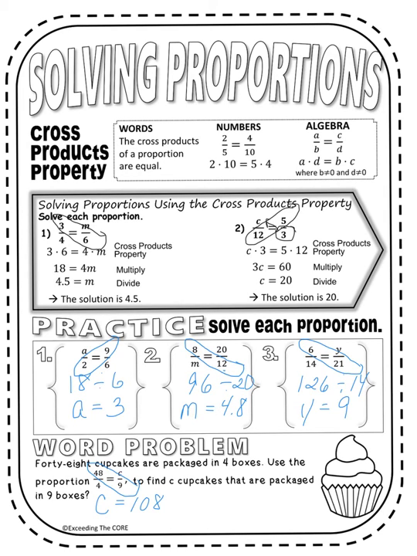Now, if I didn't have a calculator, I may have, to make this easier, simplified the fraction 48 over 4. I noticed that if there are 48 cupcakes in 4 boxes, I could find the unit rate. I could divide the numerator and denominator by 4, and I would get 12 cupcakes per box. So therefore, if I had 12 cupcakes in one box, to find the number of cupcakes in 9 boxes, all I would then do is multiply 12 times 9. And again, I would get the answer of 108.